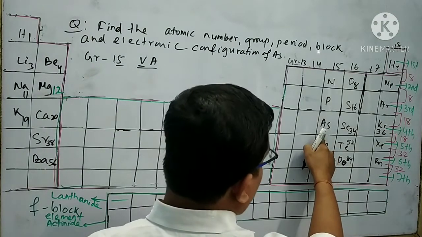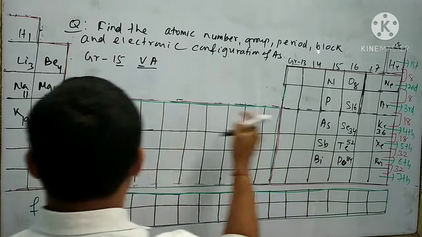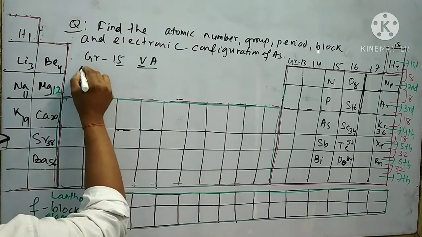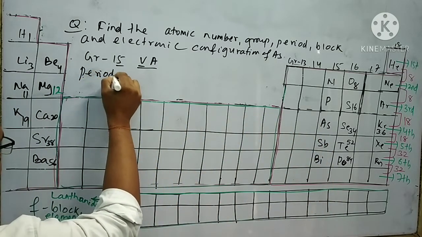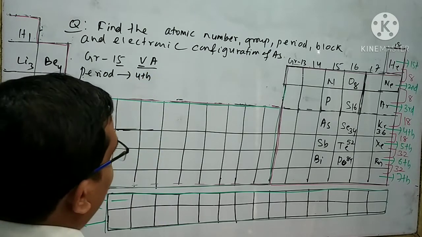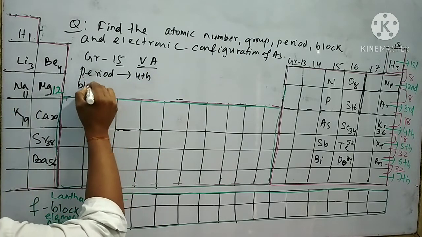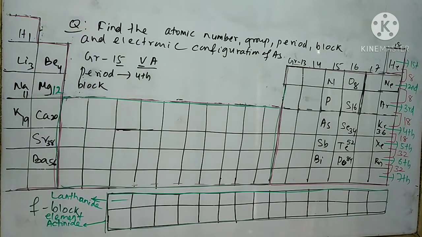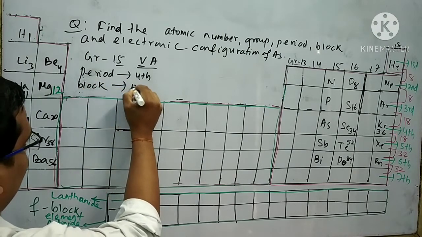Look at that, arsenic is present in the fourth period. So here I can write period is fourth. Next, I want to write the block in which arsenic is present. Arsenic is present in the P block.